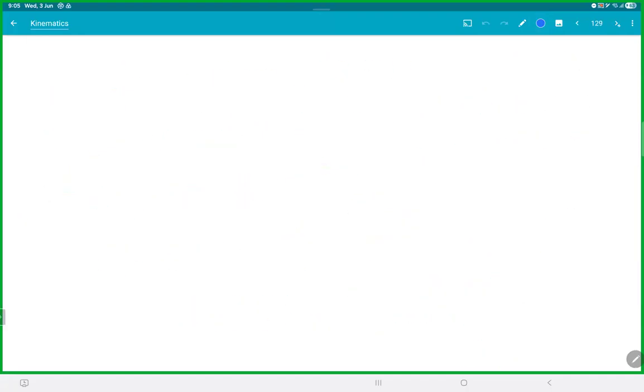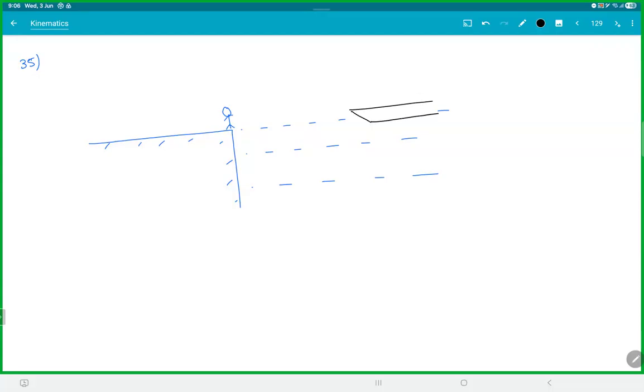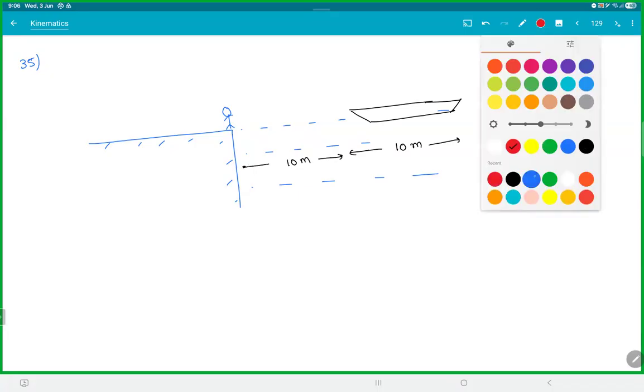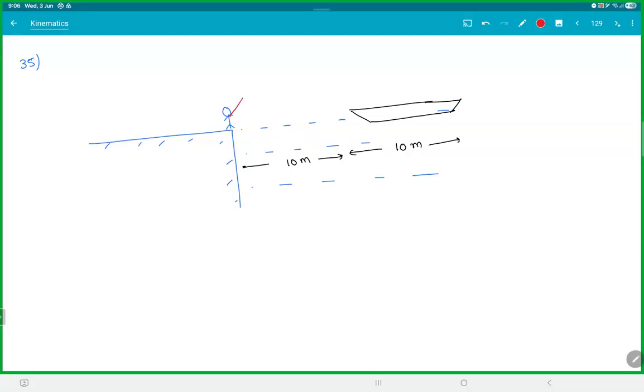Let's see one more. Let's say you're standing at the edge of a lake. There is a lake here and there is a boat here. The width of the boat is 10 meters. The distance between the boat and you is also 10 meters. And then you got so bored, you started throwing stones with u and theta. Boat is at rest.